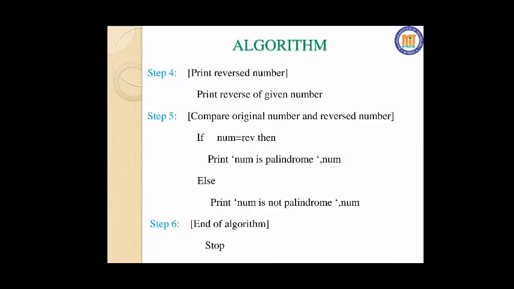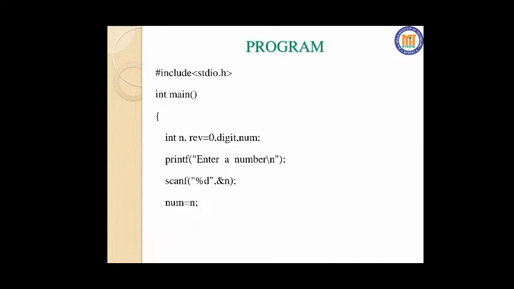Then at step 5, compare the original number with the reverse number. If both the numbers are equal, then you can claim it as a palindrome number, or else you should say it is not a palindrome, and stop the program.